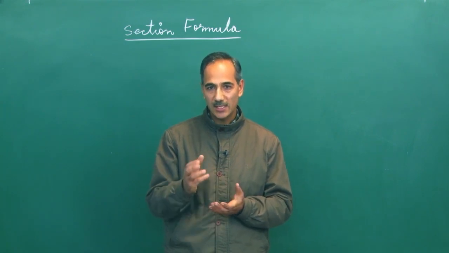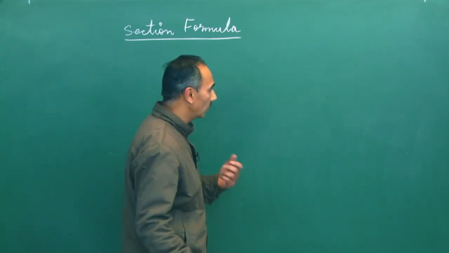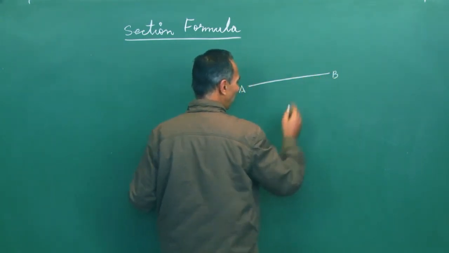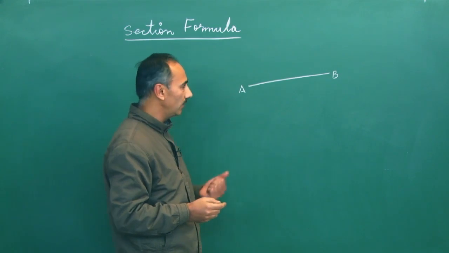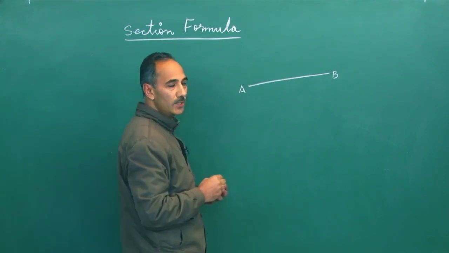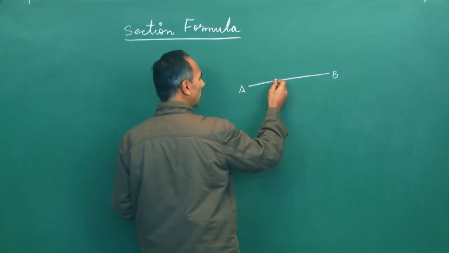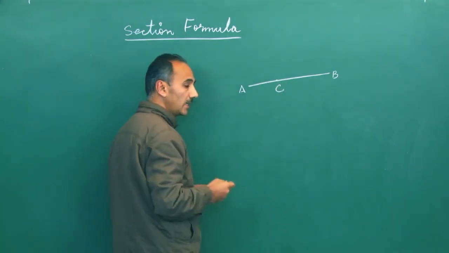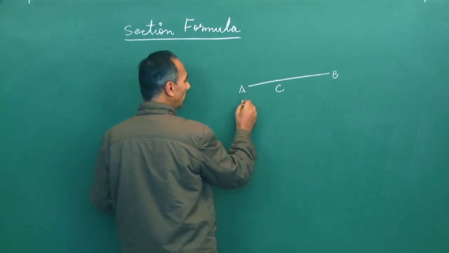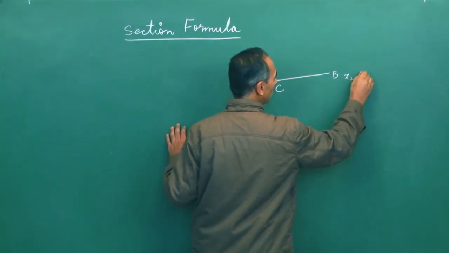So the word starts with section. So this formula, section formula, is all about section. Let's see what we mean by the word section. If I take a line segment AB, obviously the coordinates of A and the coordinates of B will be given. Now AB is a line segment, it's nothing but a collection of points. There are so many points between A and B, infinite points. If any point is taken, let me take that point as C. Now this C can be the midpoint also, not necessary. So I have a point C. Now the coordinates of A I take as x1, y1, and the coordinates of B as x2, y2.